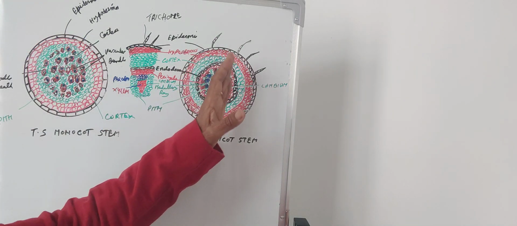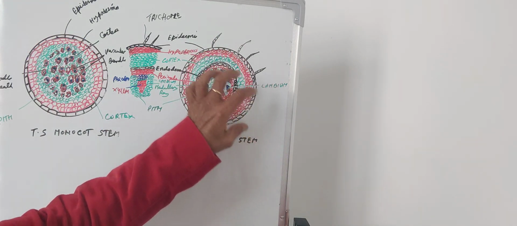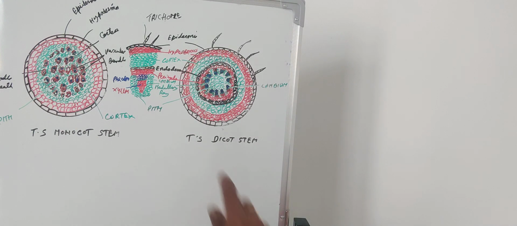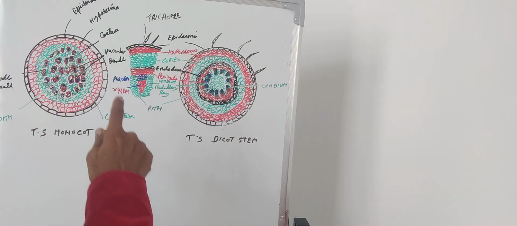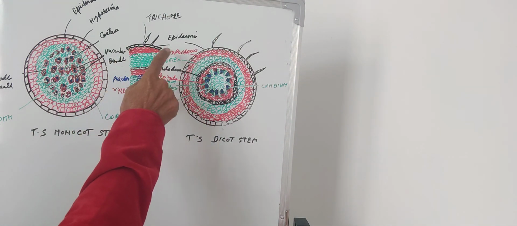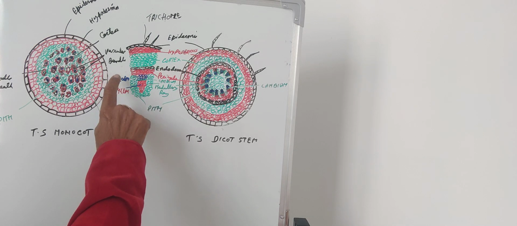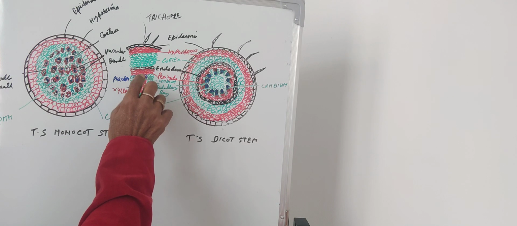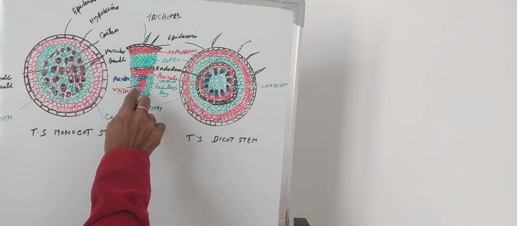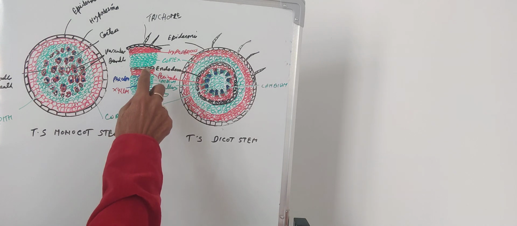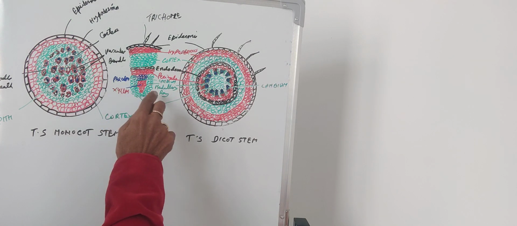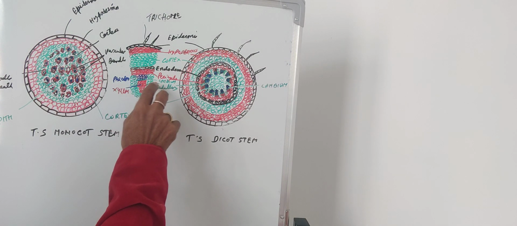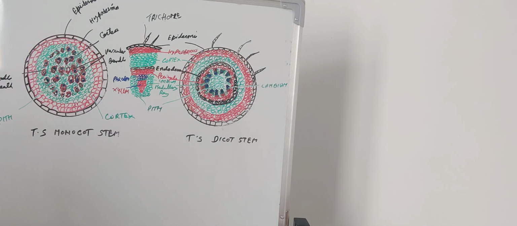So if you take one part of this section, what you will see: epidermis bearing a trichome, then hypodermis, then cortex, then endodermis, then pericycle, a patch of pericycle, below it phloem, then metaxylem, then protoxylem. And in between there are medullary rays. Between the xylem and the phloem there is cambium. In the center there is pith. So how does secondary growth take place?